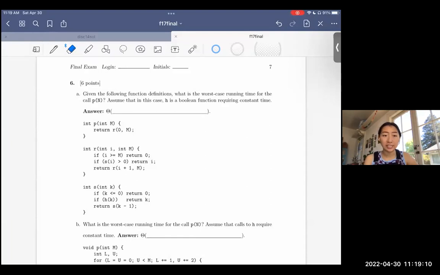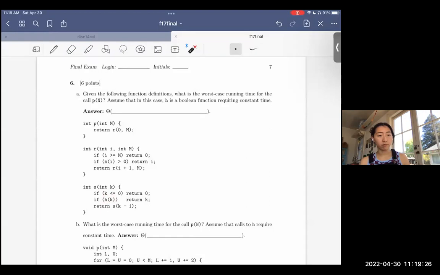So this question says, given the following function definitions, what is the worst case running time for a call to P with the input N? Assuming N is very large, right? And assume that in this case, H is a Boolean function requiring constant time. And we see H is referenced here.